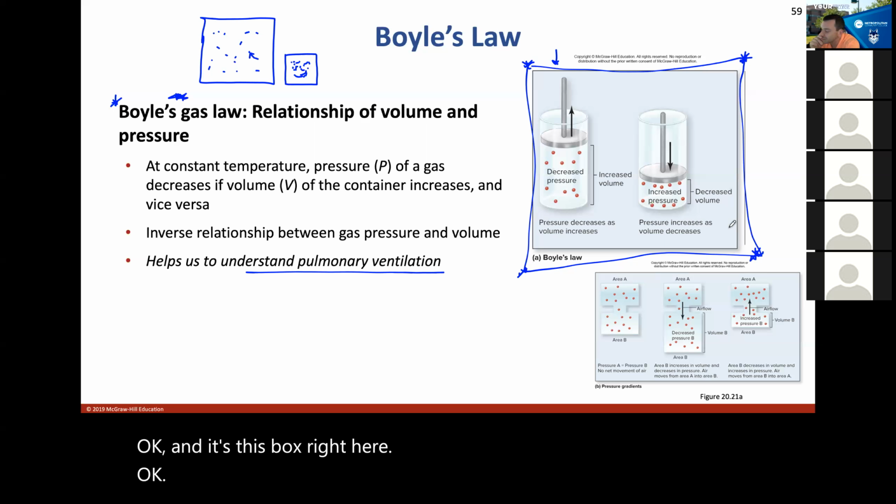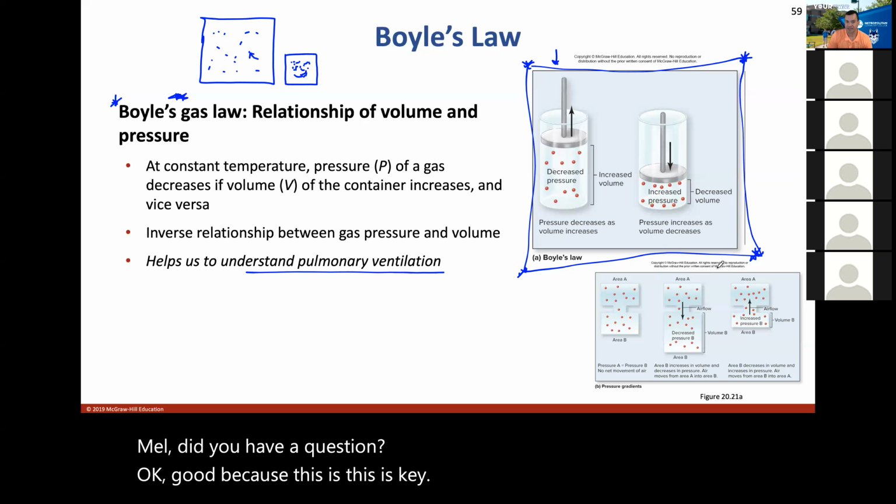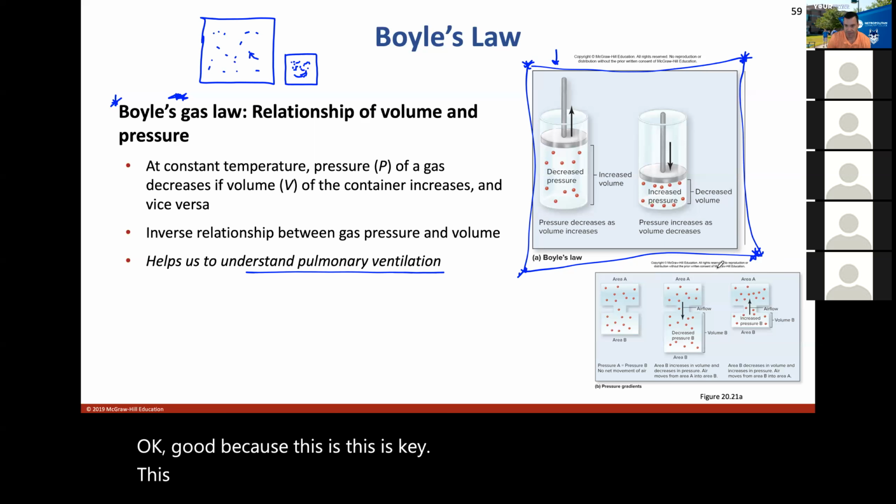Melda, do you have a question? No, I think I understand that now. Okay, good. Because this is key. This is key. Volume and pressure are inversely related here.